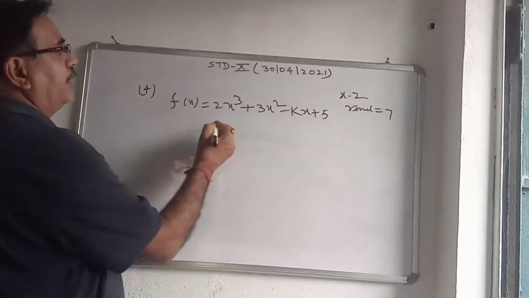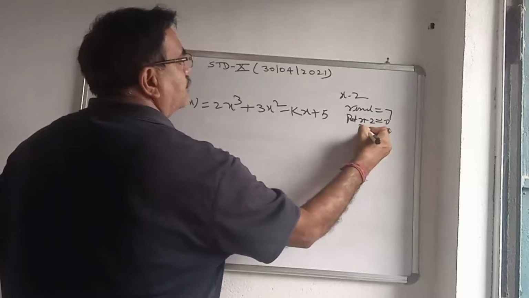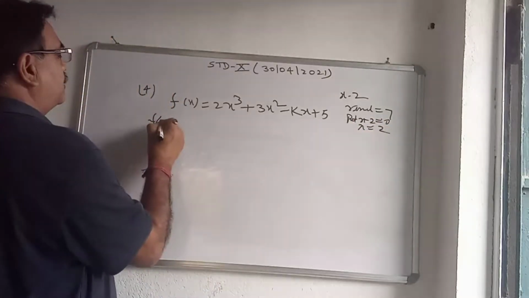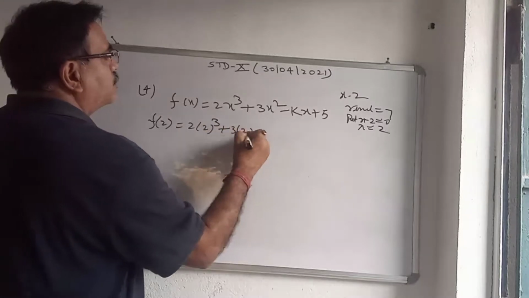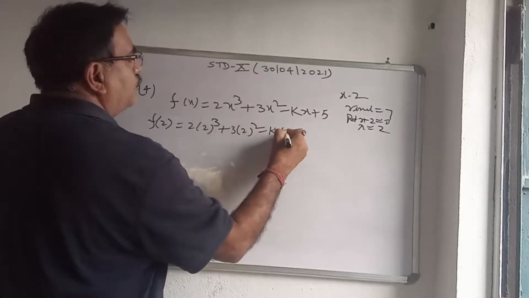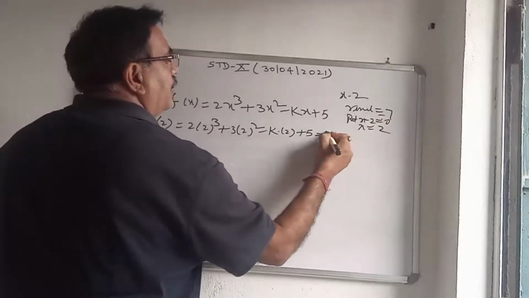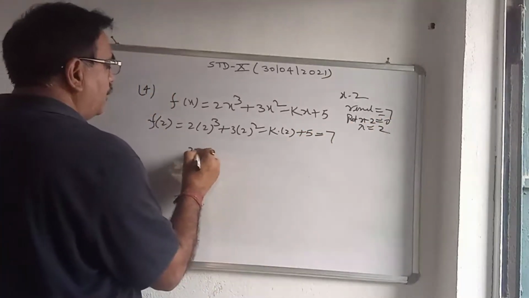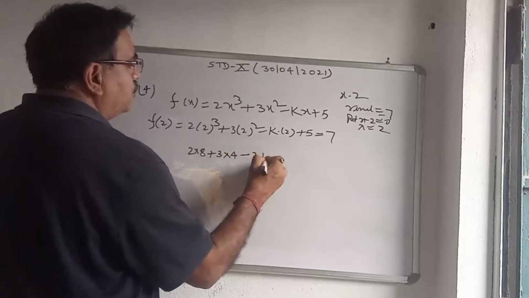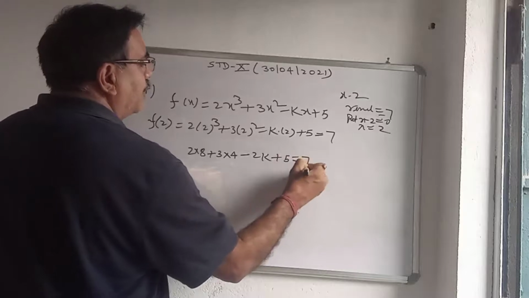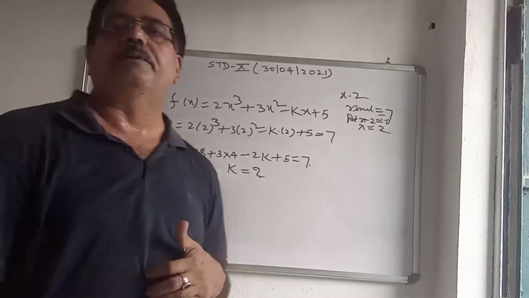The remainder is 7. So put x minus 2 equal to 0, so x is equal to 2. Then f(2) is 2 times 2 cubed plus 3 times 2 squared minus k times 2 plus 5. And this remainder is given as 7. It means 2 times 8 plus 3 times 4 minus 2k plus 5 is equal to 7. Now find the value of k.